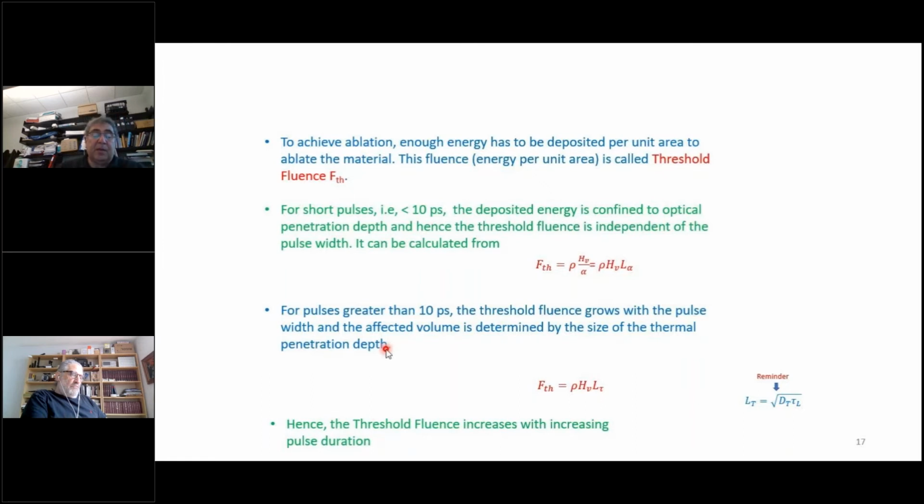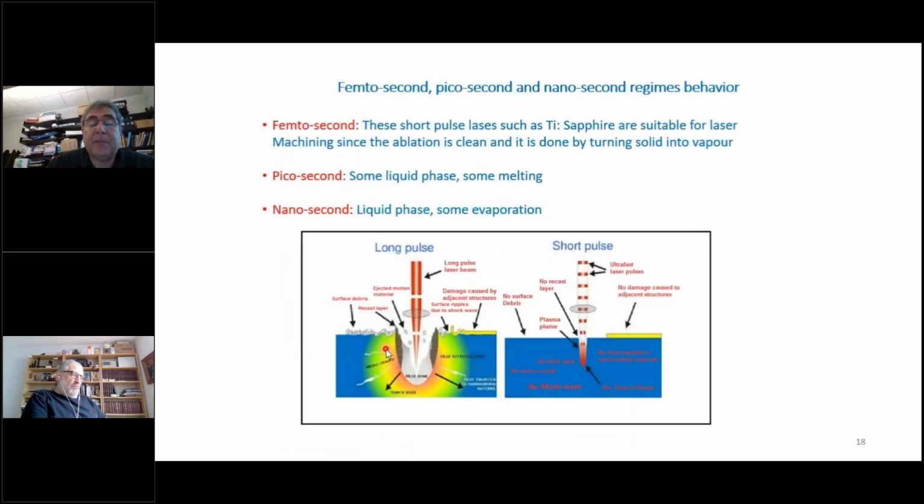So that is another degree of complexity that comes into the picture where you have a larger pulse width. The threshold fluence would vary with the pulse width.